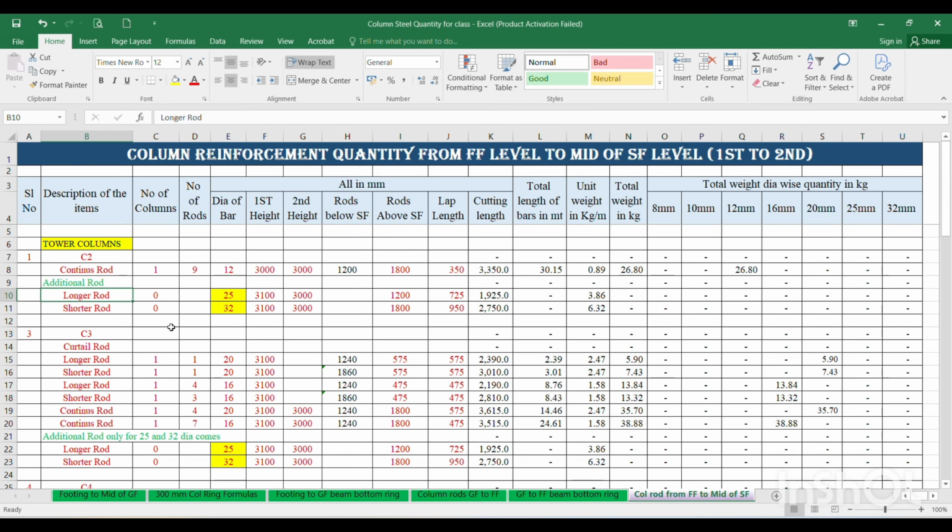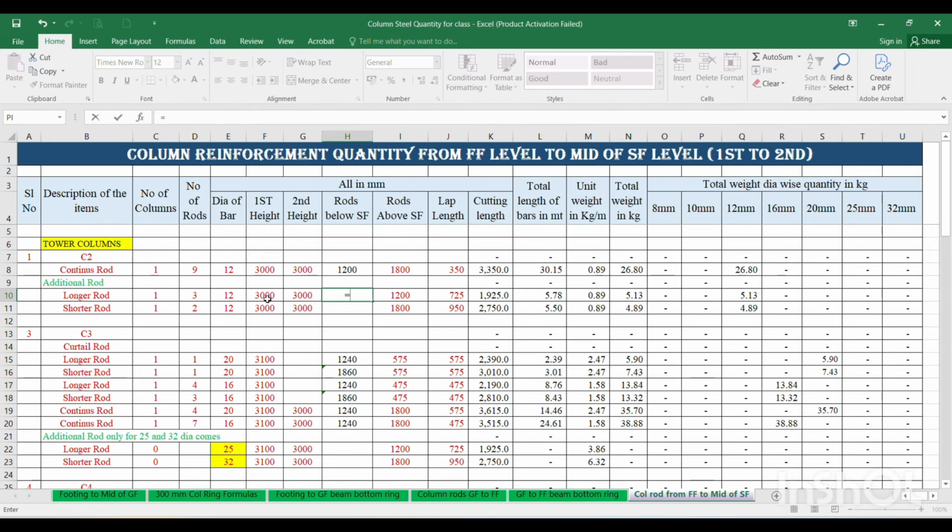Out of 5 rods I am going to take, this is the number of columns. Out of 5 rods, 3 rods are longer and 2 rods are shorter, and the dia is 12. I am going to change this cell color into white, and the first floor height is 3 meter, and the second floor height is 3 meter.